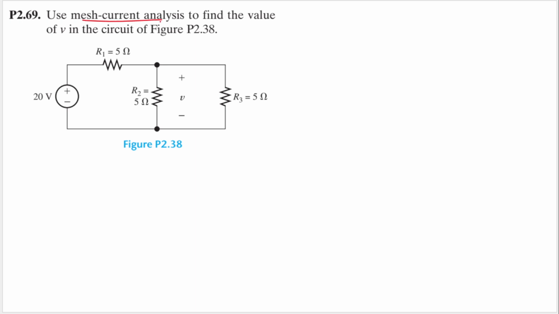Okay, maybe let's label the loop first. Let's label this loop here as loop I1. This is loop I1 and this here is loop I2. Okay, and we can do KVL at both I1 and I2. So let's start at I1 first. So I want to do KVL at loop I1.